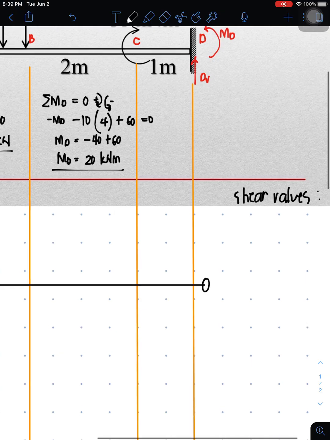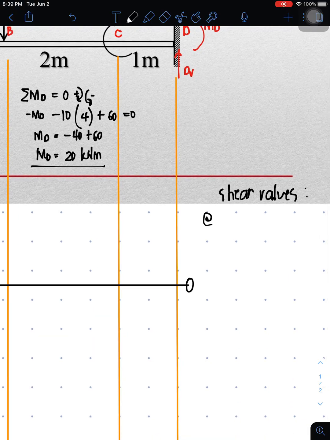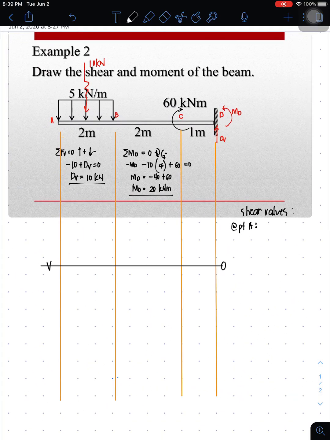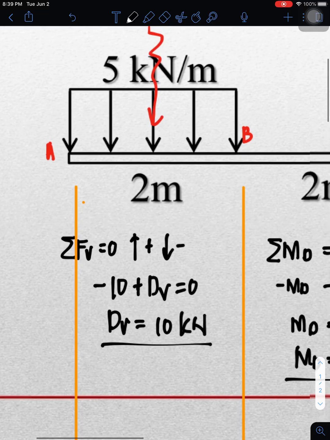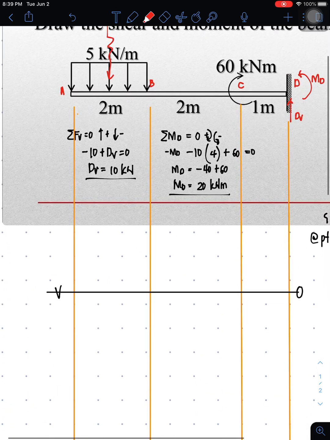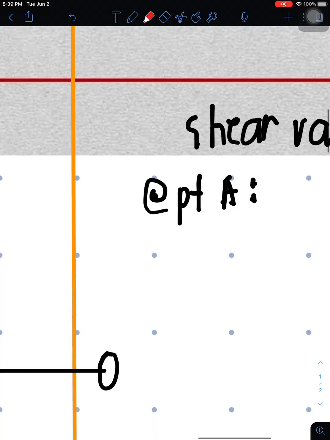So we are at point A. At point A, let's evaluate if there is a concentrated force. At point A, there is none. This is only the start or the beginning of the distribution, so it's not a concentrated load. Therefore, we'll only have VA, since there is no concentrated load, then we should start at 0.